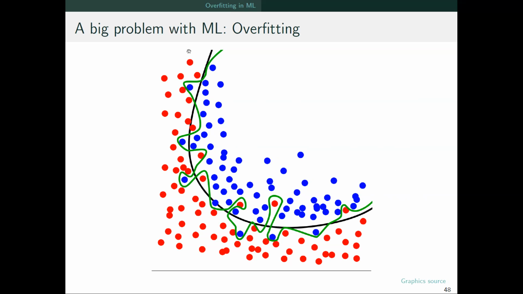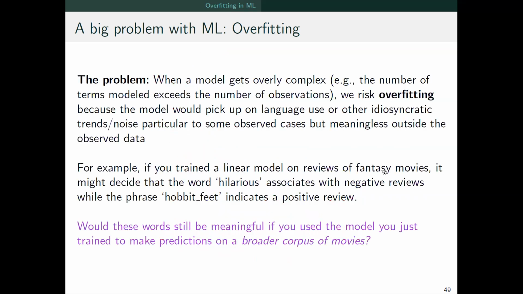To reduce overfitting, we want to get something like this. And to do that, let me actually motivate this a little more. The model gets overly complex, picking up on language idiosyncrasies. It develops high variance, meaning it's very sensitive to changes in the input. So if you trained a linear model on reviews of fantasy movies, it might think the word hilarious is a bad thing. Like, oh, this plot line is hilarious. That scene was hilarious. That's usually a bad thing if you're talking about fantasy movies, which are usually kind of serious.